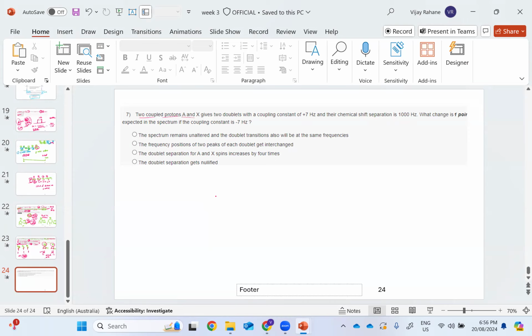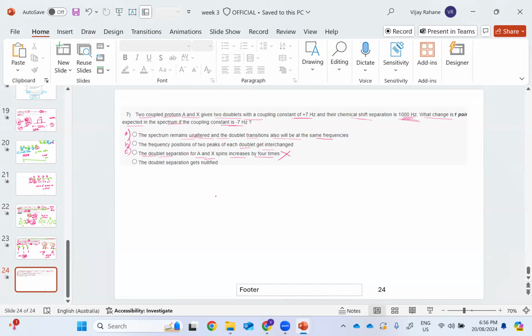The two coupling protons A and X give the doublet with the coupling constant plus 7 hertz. Their chemical shift separation is 1000 hertz. What change is expected in the spectrum if the coupling constant is minus 7 hertz? The first option: the spectrum remains unaltered, and the doublet transition is at the same frequency. The B option: the frequency positions of the two peaks of each doublet get interchanged. The C option: doublet separation of A and X spin increases by 4 times.